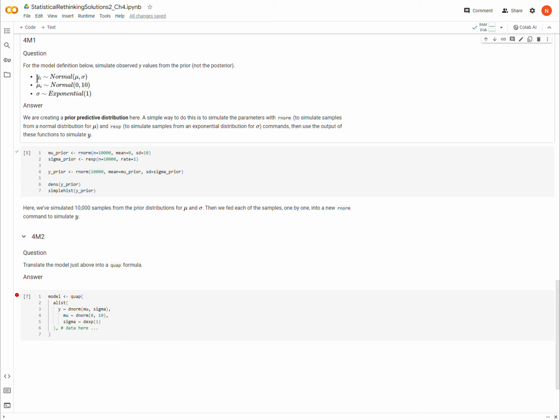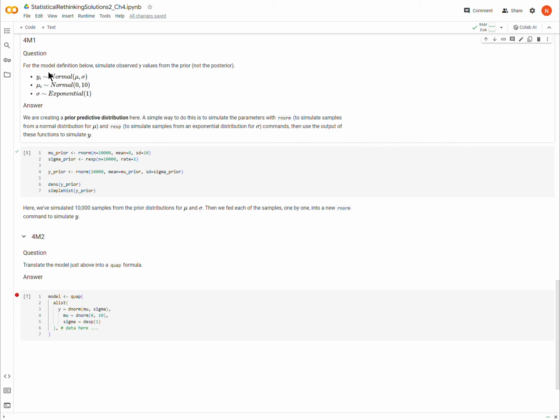Right, so we have a prior for the observed data. We're saying that it's normally distributed with a mean mu and standard deviation sigma. And our prior distribution for mu is that it's normally distributed with a mean of 0, standard deviation of 10, and that sigma is distributed as an exponential distribution with a rate, it's called a rate or a lambda, of 1.